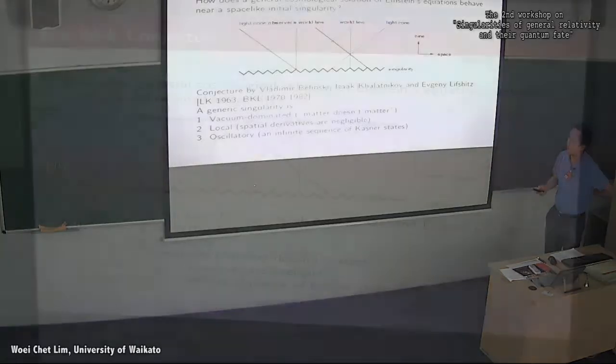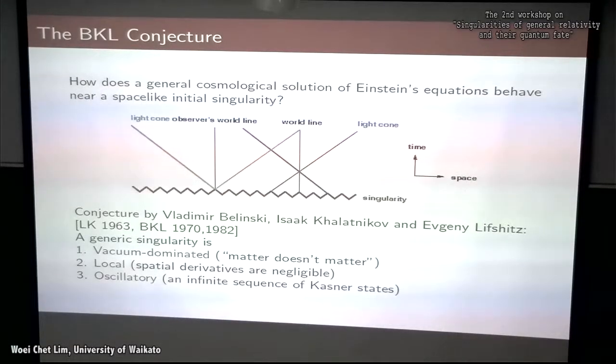So I'll skip over this introductory material. Just briefly, the BKL conjecture has 3 points. A generic spacelike singularity is basically the dynamics is vacuum dominated. Matter doesn't matter. It's local or silent. Spatial derivatives are negligible. And the dynamics is oscillatory, bouncing between Kasner states.